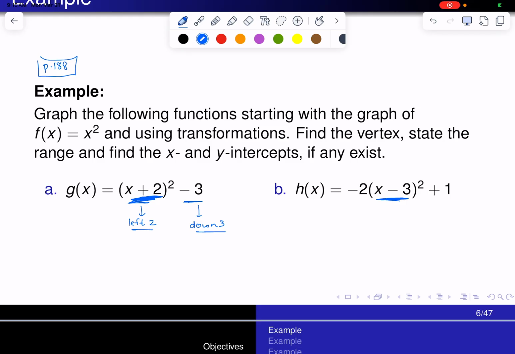Left 3, down... left 2, down 3. Now, is there any flipping that happens? Is there any negative on the outside or negative on the inside that would flip it? No. Now, I'm going to go ahead and talk about the flip now. One type of flip will affect it, one type will not.